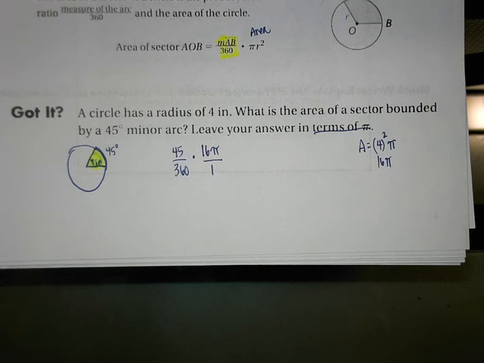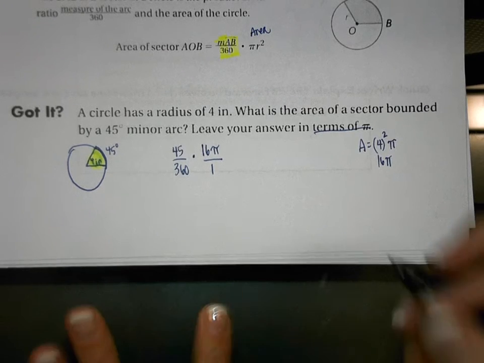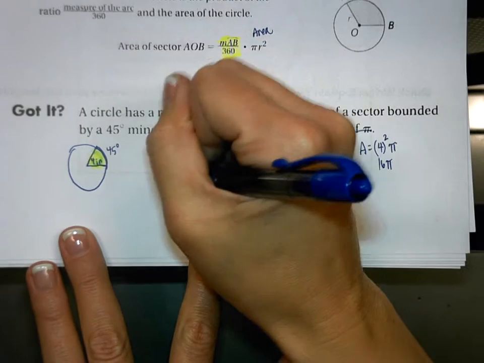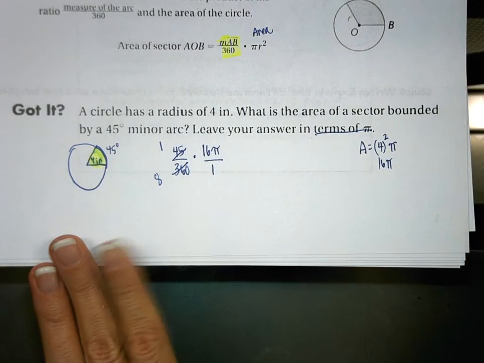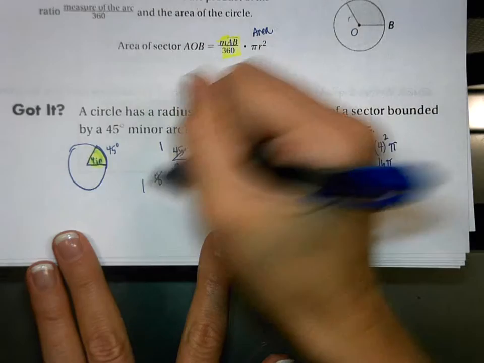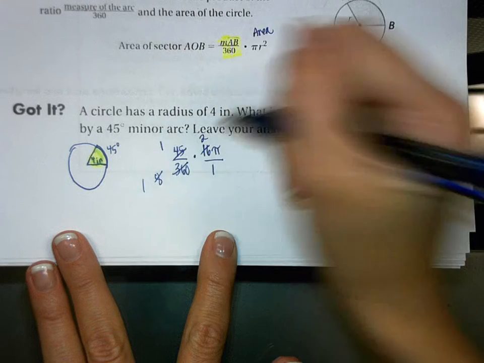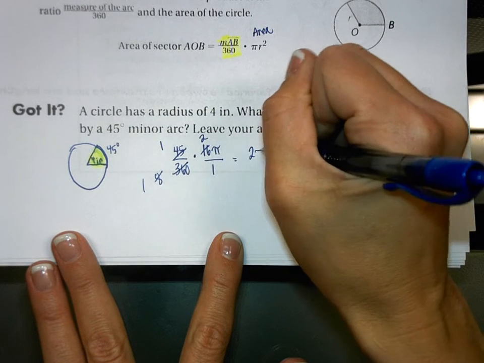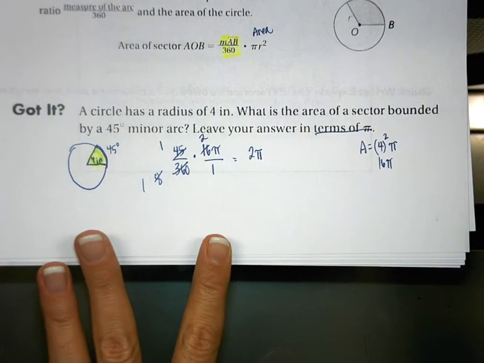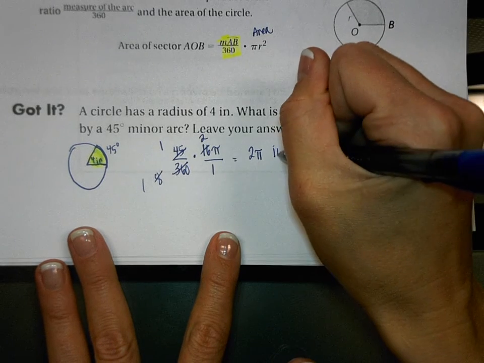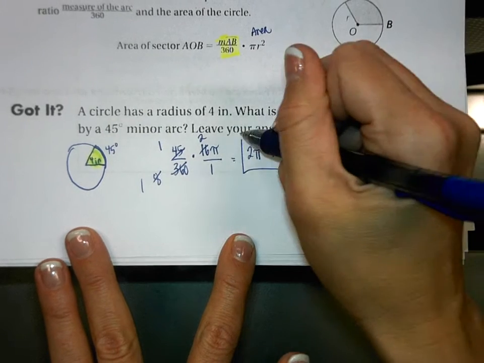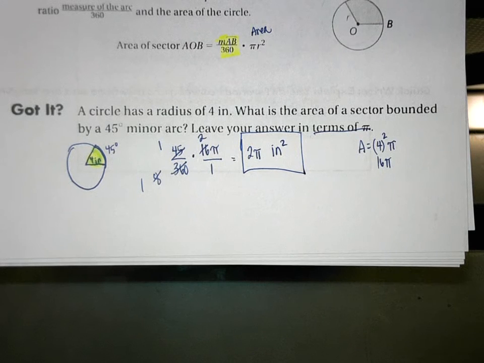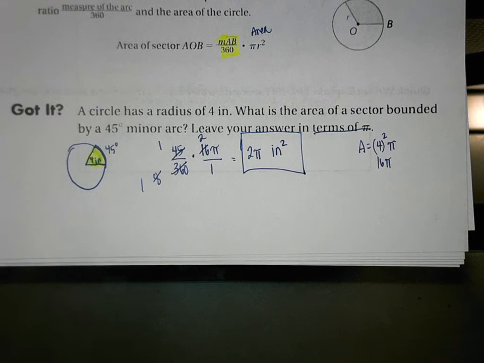So if you were to divide 45 into 360, do you know how many times it goes in? Okay, so I could cancel this out, make it a 1, and this is an 8. And can 8 and 16 reduce? Yeah, so 8 divided by 8 is a 1, and 8 goes into 16 2 times. So my answer is 2 pi what? Inches squared. Now again, you could have put 45 divided by 360 in your calculator and then multiplied by 16 to also get the answer of 2.